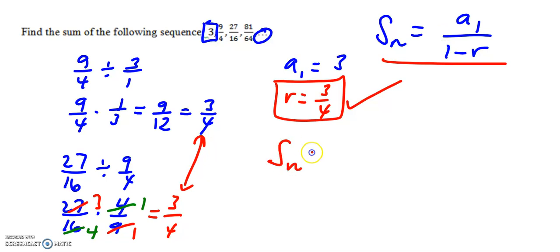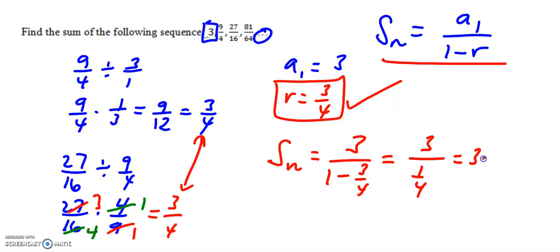So we can say that the sum of this infinite geometric sequence is going to converge specifically at the first term, which is 3, divided by 1 minus the common ratio, which is 3/4. So that would be 3 divided by 1/4, which is really 3 times 4 over 1. So it's going to converge, and the sum is going to be 12.